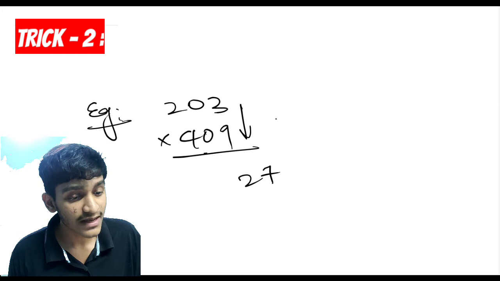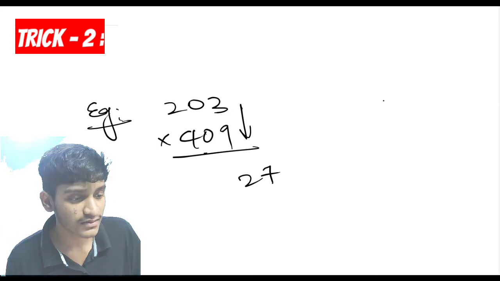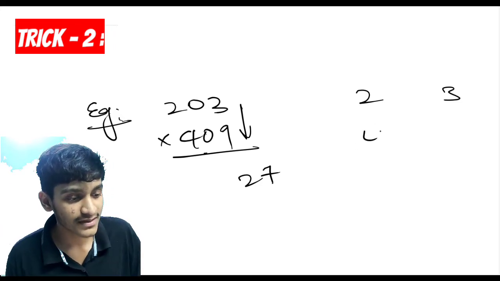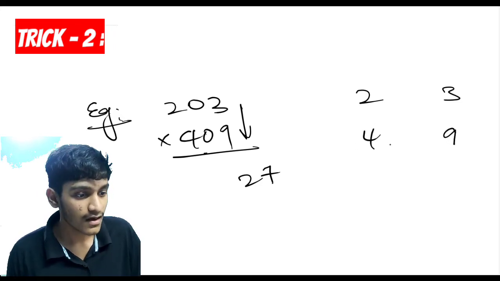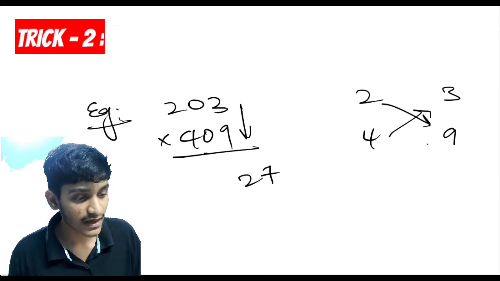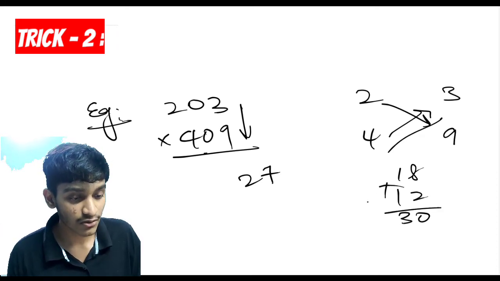Now take the numbers which are aside from the zeros. In 203, 2 and 3 are beside the zero, and in 409, 4 and 9 are beside the zero. So write them in such a manner. Now you have to cross multiply and add them. So 2 times 9 gives me 18, and 4 times 3 gets me 12. Now you add them: 18 plus 12 will give me 30. Now place this 30 here.